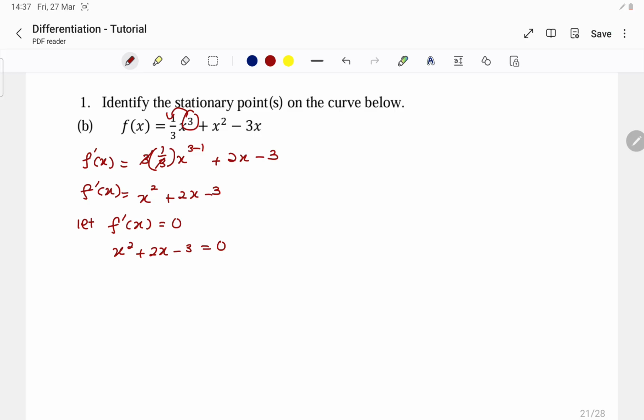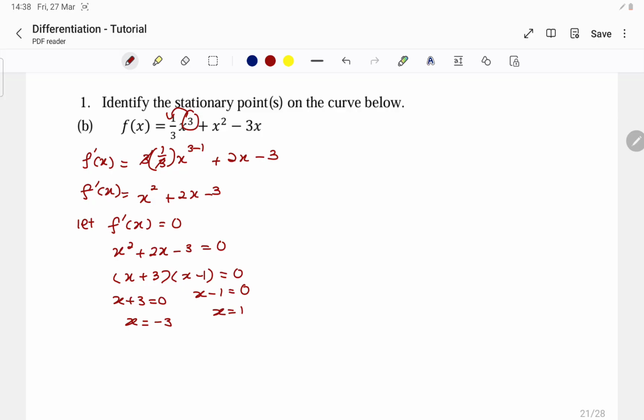Okay, now we proceed again. So x squared plus 2x minus 3 is in the quadratic form, right? So what you guys have to do is you have to find the value of x. We can use factorization, no? So you use factorization, then here you will get x plus 3, and then x minus 1 equal to 0. So x plus 3 equal to 0. You separate x minus 1 equal to 0. Then x is equal to negative 3. x is equal to 1. So you get 2 values of x.